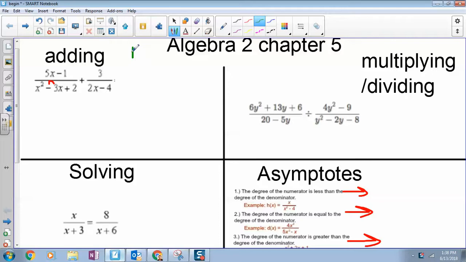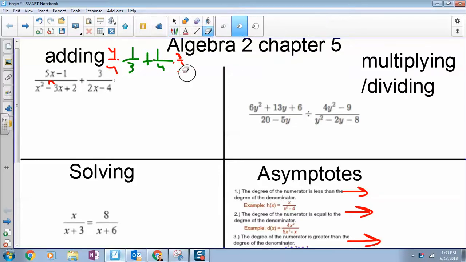So if I tried to add 1/3 and 1/4, you guys understand I couldn't do it because the bottoms aren't the same. So what would I do? I would multiply this side by 4/4 and I would multiply this side by 3/3. So it's the same concept with rational expressions. We're going to do the same thing. So here is how you do it.